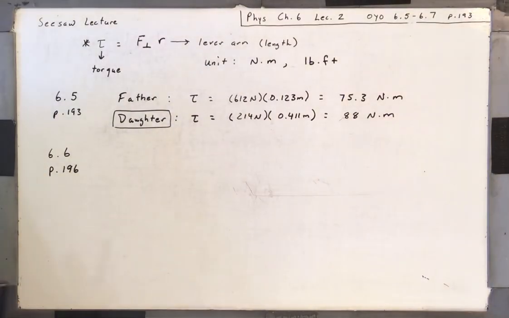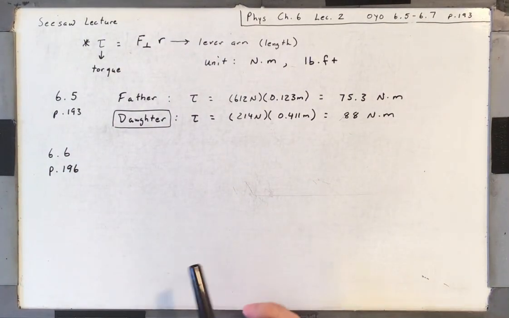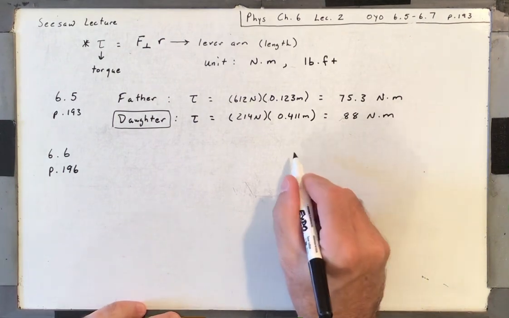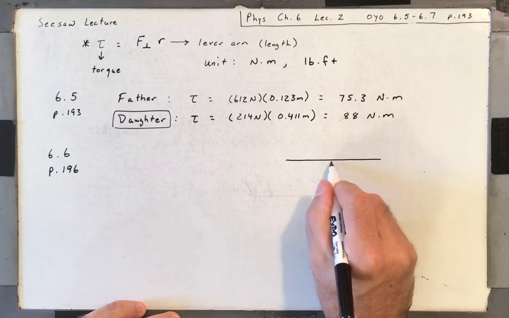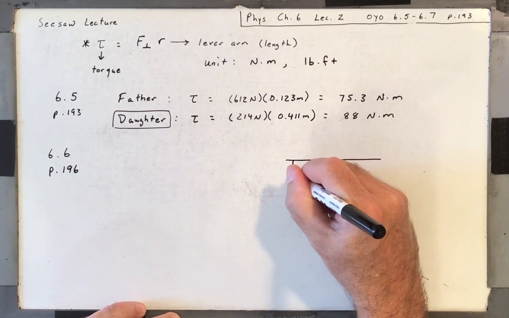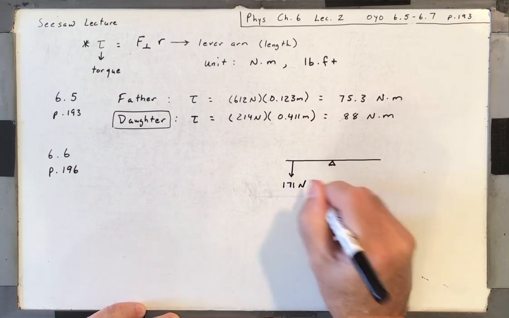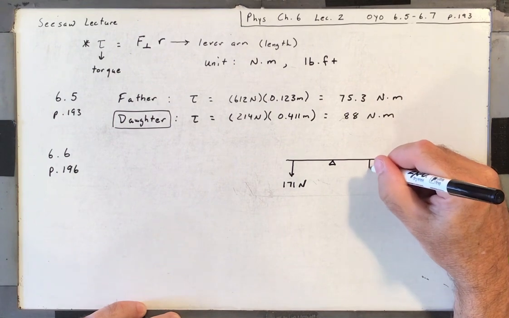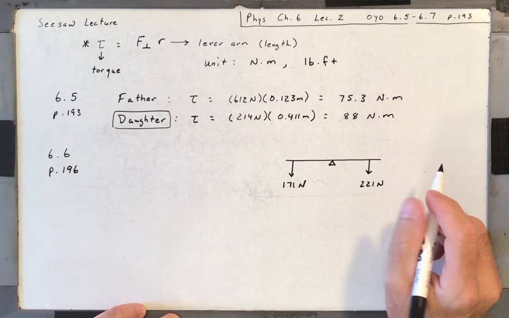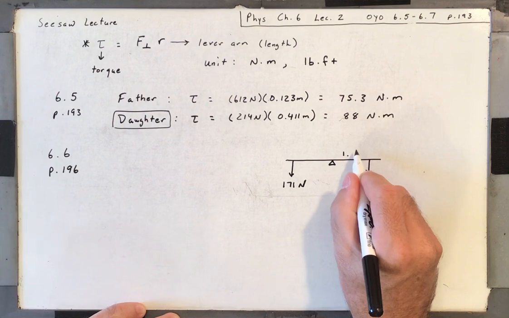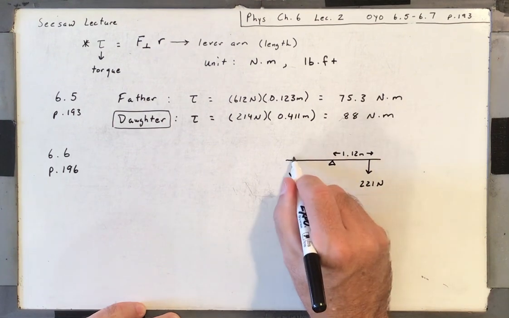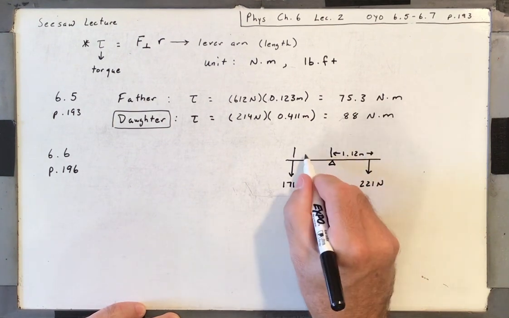All right, of course, usually the seats are exactly the same distance from the fulcrum, so this is an odd situation here, but I'm going to go ahead and draw this out. So we've got a fulcrum. We have 171 newtons, and then over here, 221 newtons. And the distance is 1.12 meters from there to there. And we want to know this distance, x.